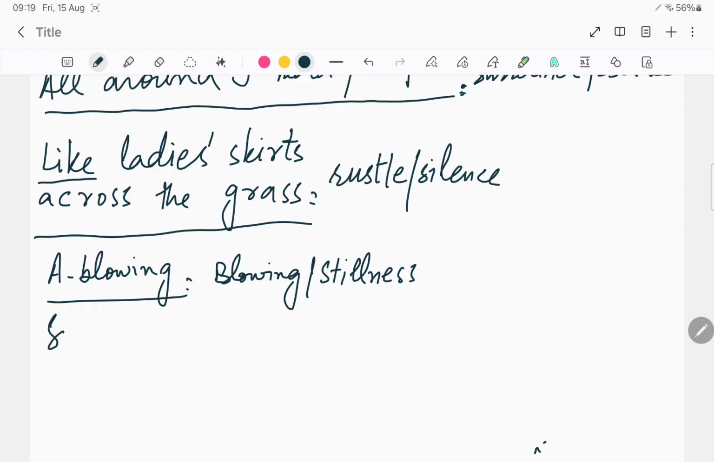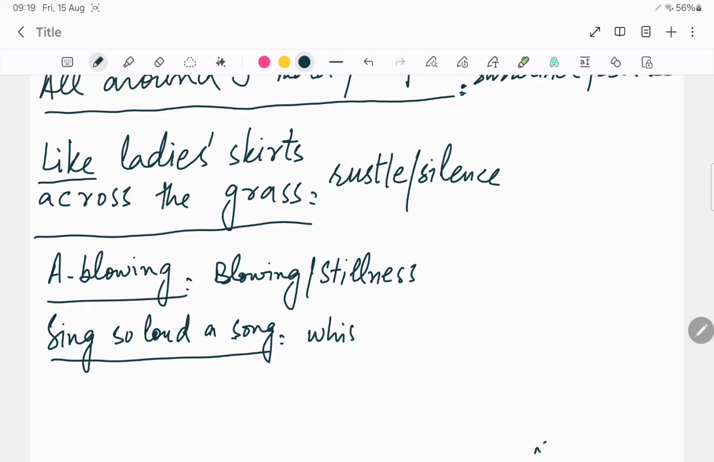Next is sing so loud a song. Well, here definitely we have explained it, that it is a metaphor, when the poet is saying that the wind is singing so loud a song, and it means the whistle of the wind. When the wind is blowing, it produces a whistling sound, and the opposite to it will be quiet or quietness, when there is no sound at all.